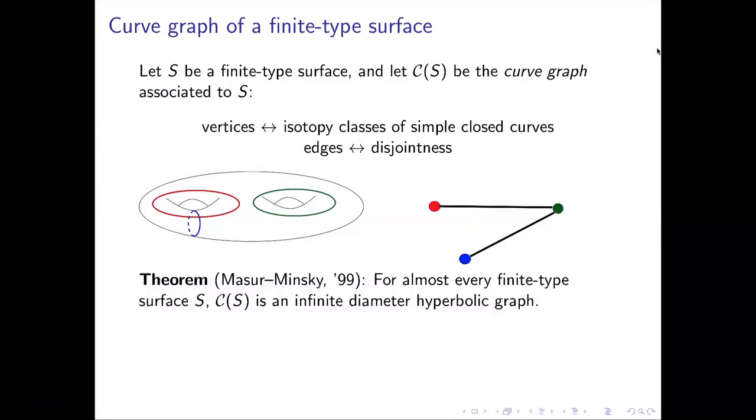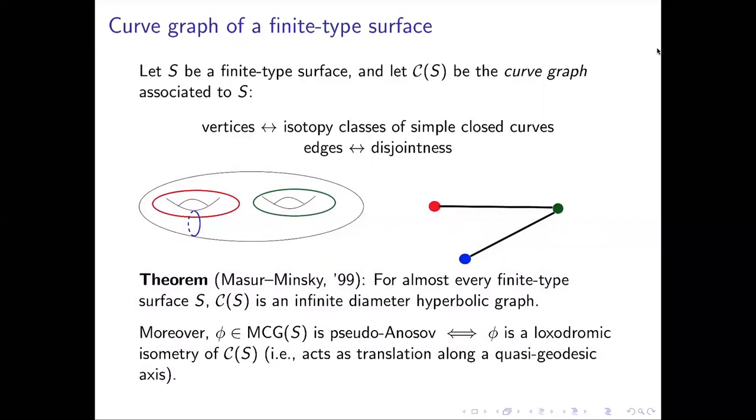So in '99, Masur and Minsky showed that for almost every finite type surface, the curve graph is an infinite diameter hyperbolic graph. And moreover, an element of the mapping class group is pseudo-Anosov exactly when that element is a loxodromic isometry of the curve graph.